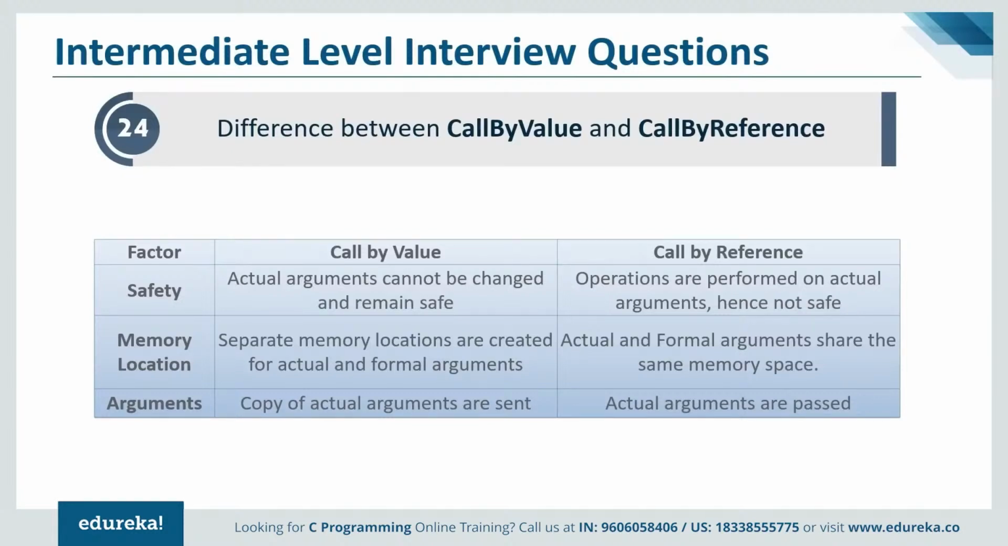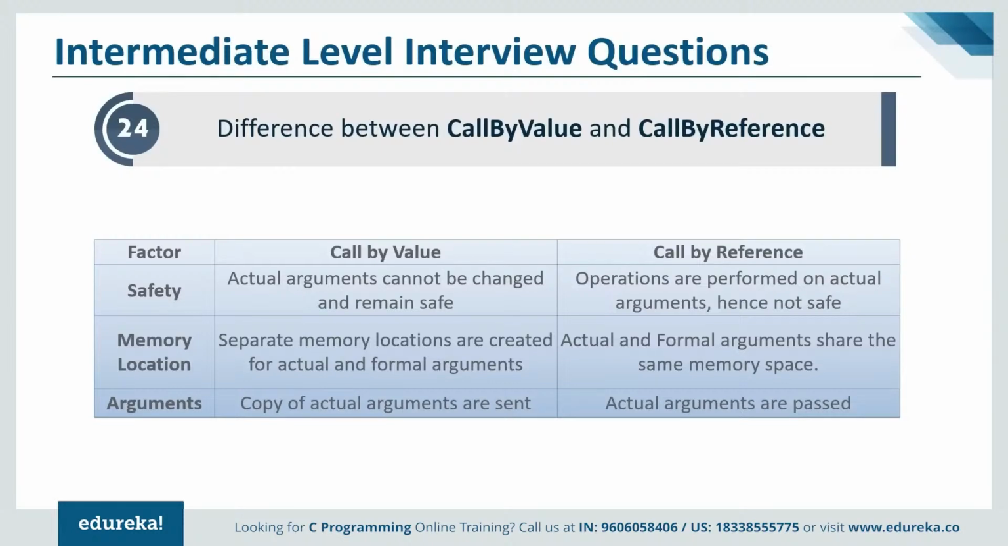But in case if you call a function through the method of call by reference, then you will be specifying the memory address to the function. So in this case, if you apply some operations onto the values, then the resultant values will be stored in the memory location which you have specified. So basically, you're tampering the values which are stored in that particular memory, so the values or the arguments are not safe. Followed by that, the next factor is memory location.